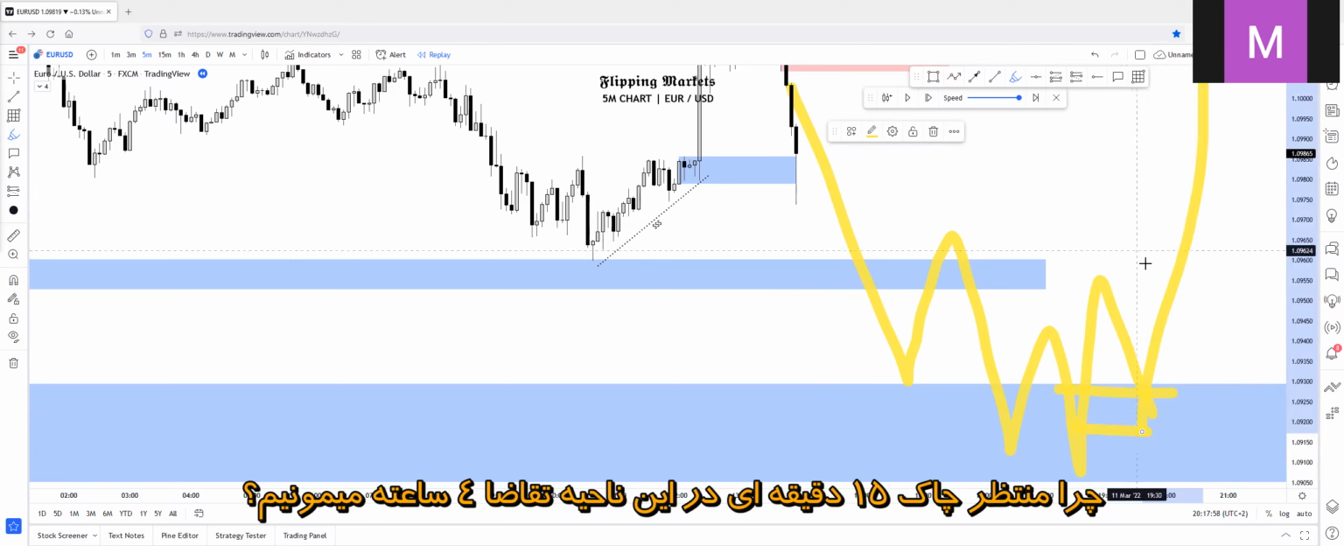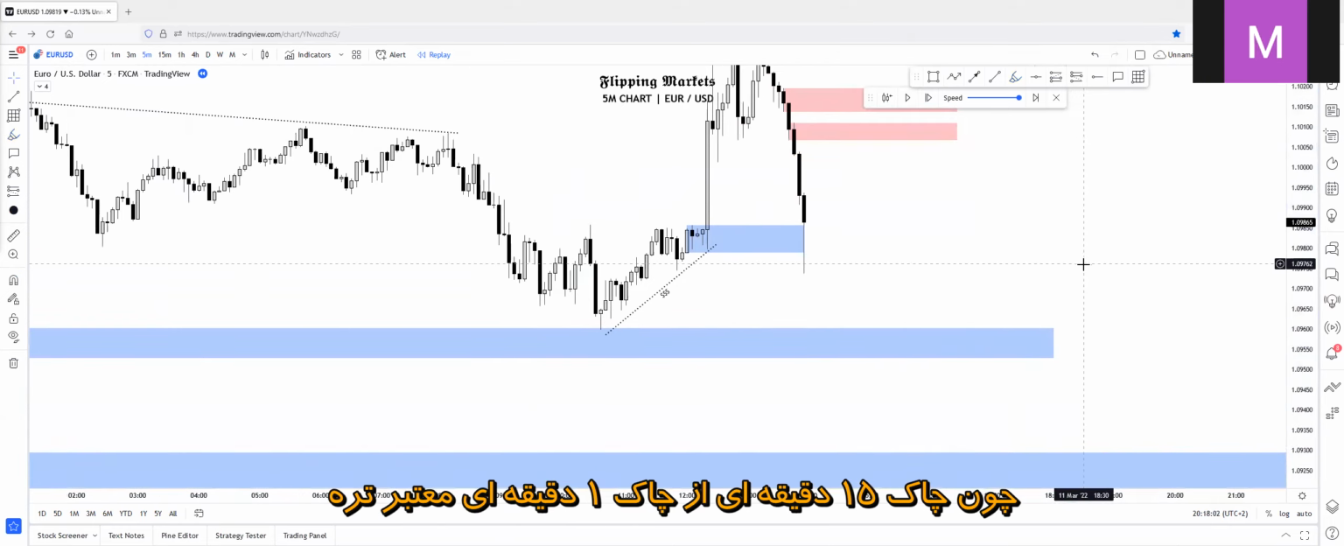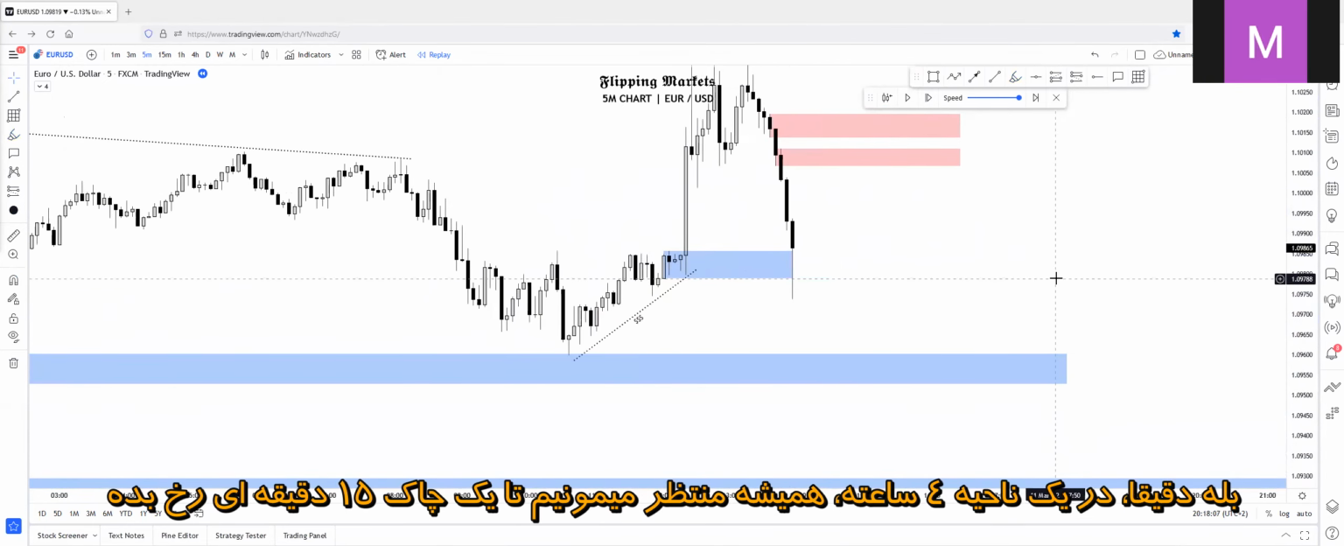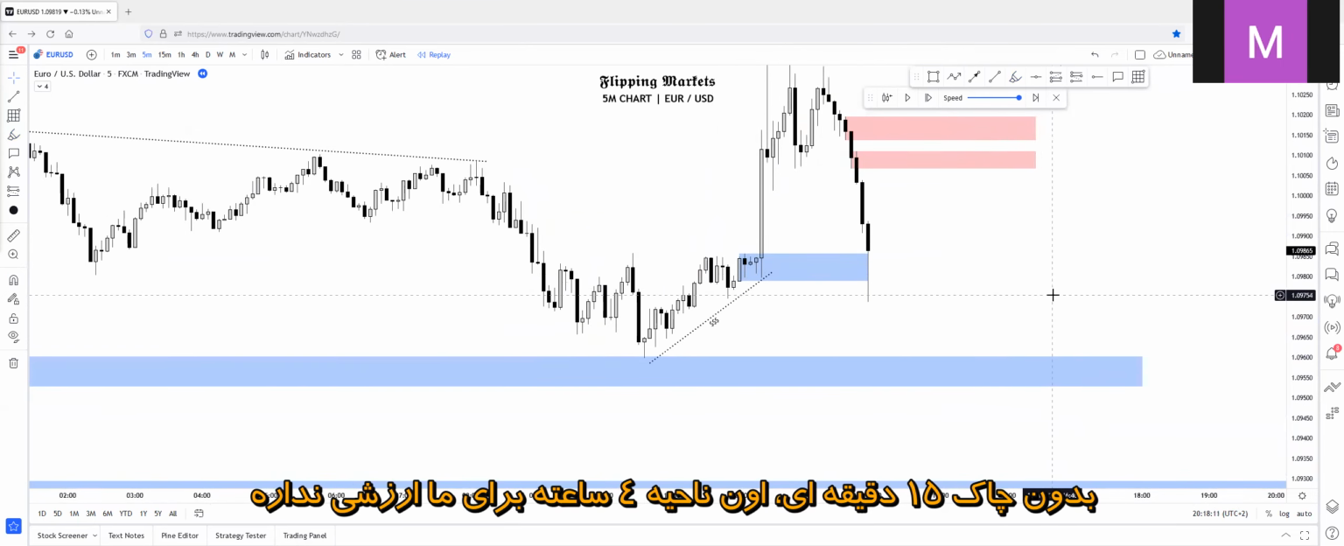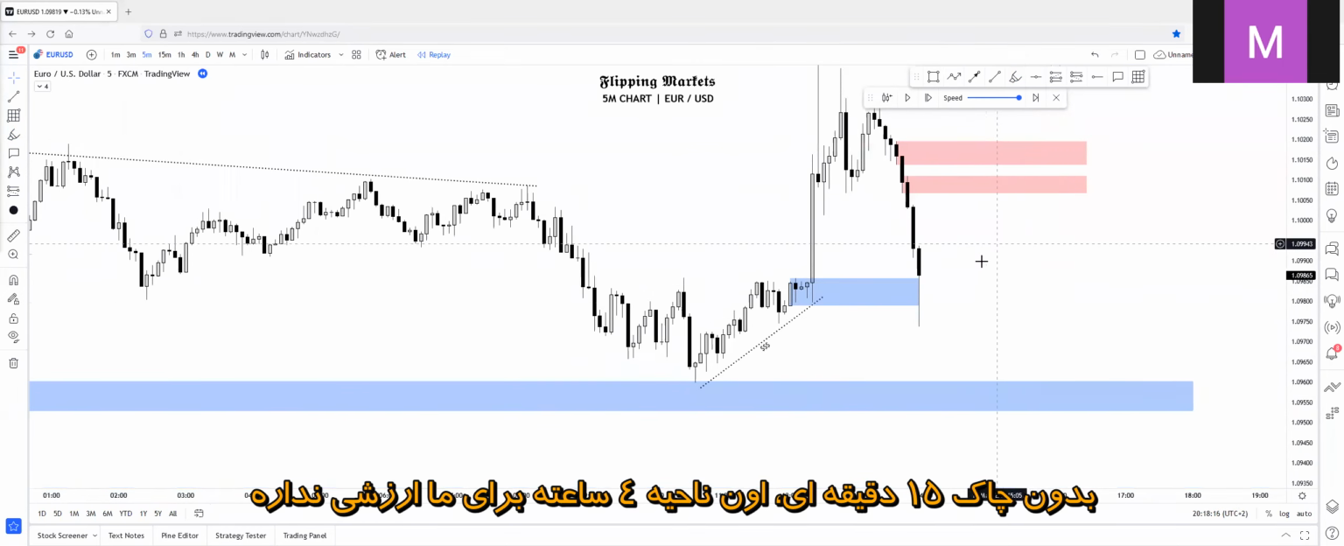And why are we waiting for a 50-minute change of character inside of this 4-hour zone? Because that's the only way that it's sustainable versus a 1-minute chart. Yeah, exactly. Inside of a 4-hour zone, we always have to wait for a 50-minute change of character. Without a 50-minute change of character, that 4-hour zone tap will be invaluable.